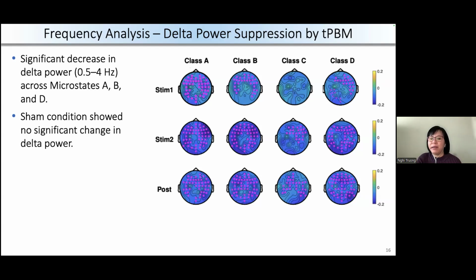So in the delta band, the delta power significantly decreased across microstates A, B, and D during and after tPBM. This result supports that tPBM enhances wakefulness and cognitive efficiency. And we didn't find any significant change in the sham condition in delta band power.